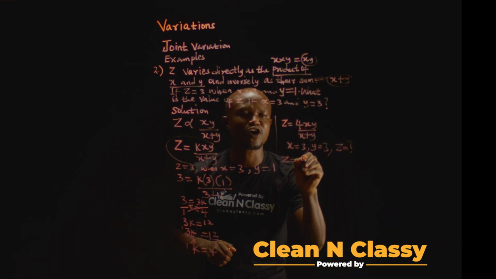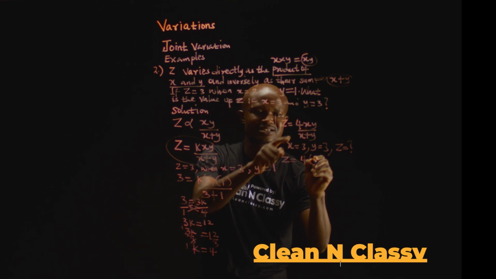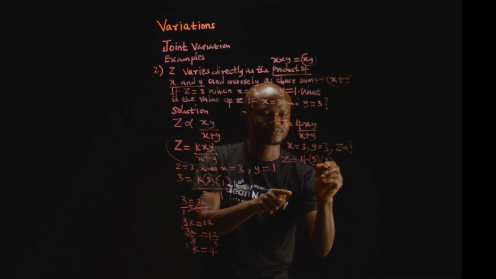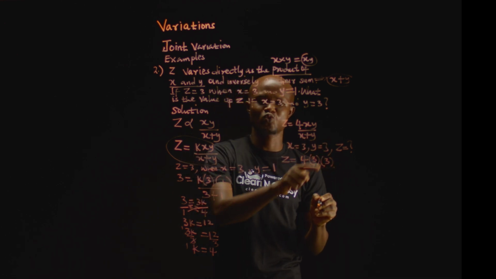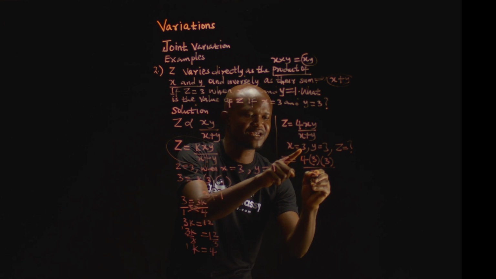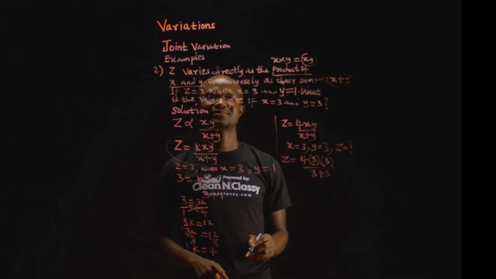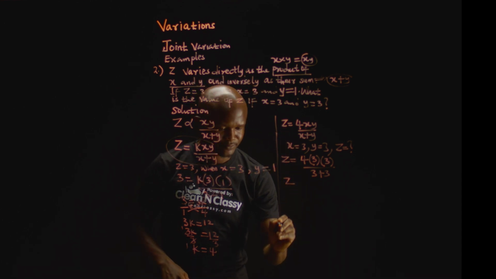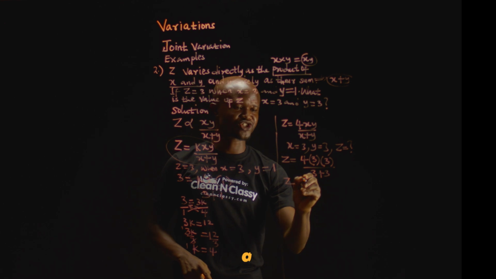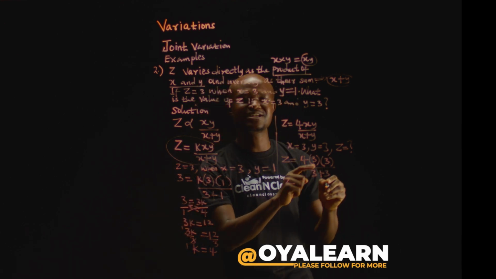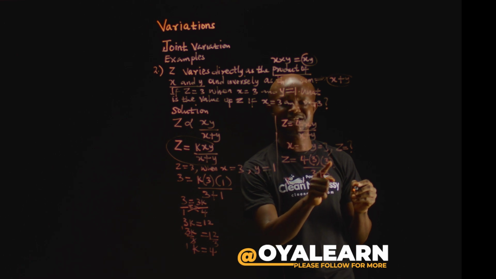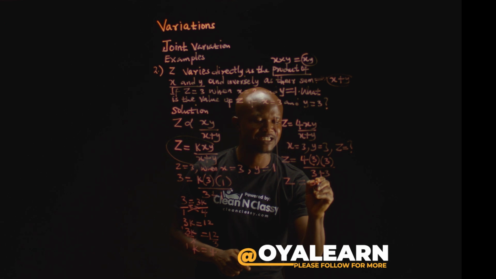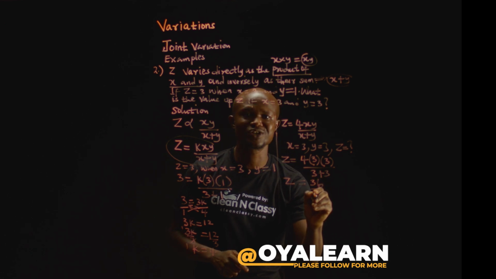So we now have 4 into X, which is 3, then Y, which is 3 also, divided by X plus Y, that is divided by 3 plus 3. Now, Z equals 4 times 3, which is 12, times 3. 12 times 3 is 36, divided by 3 plus 3, which is 6.